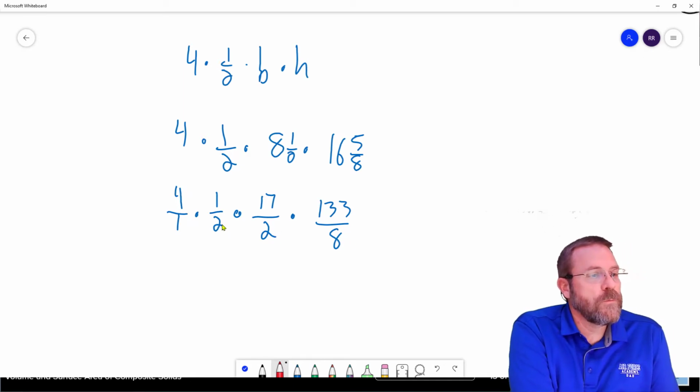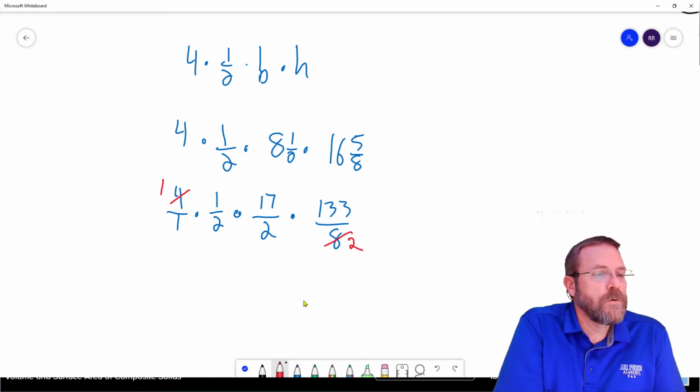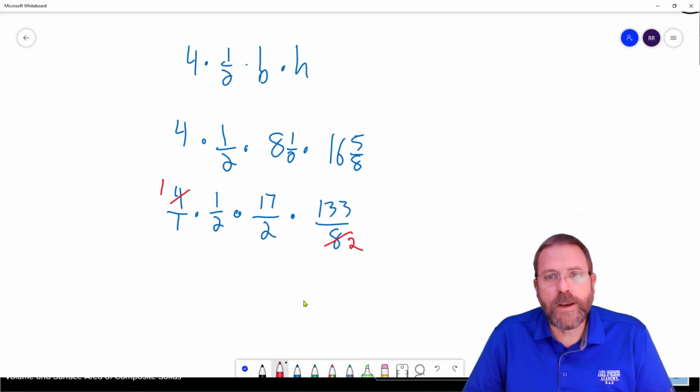I could do either both of those 2's with the 4, but it's going to be easier to say 4 goes into 4 once and 4 goes into 8 2 times. That's all the simplifying we can do.